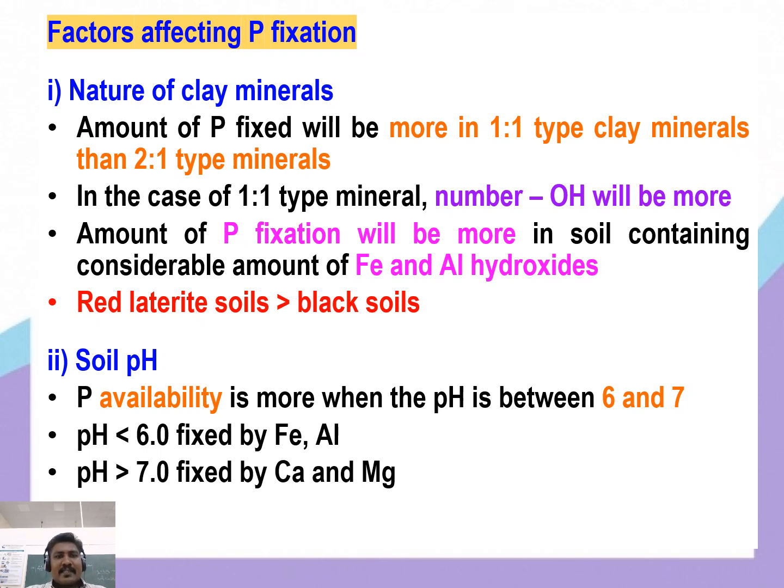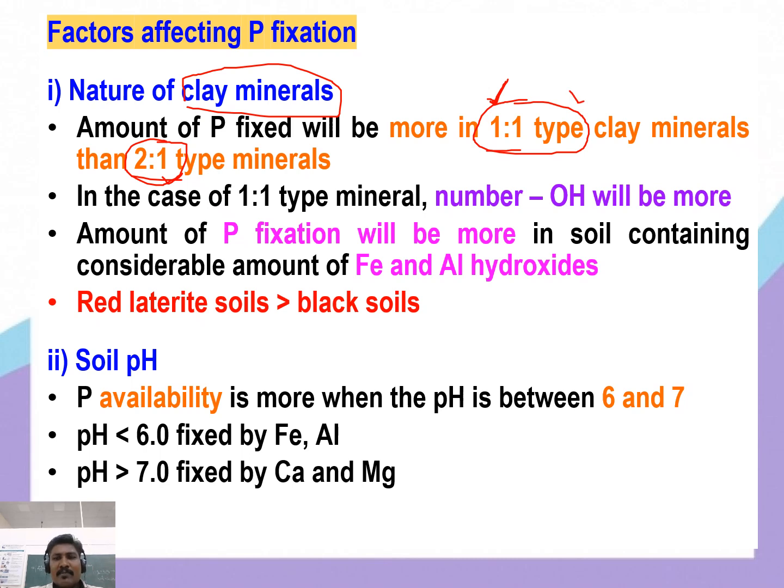Let us see the factors affecting phosphorus fixation. The first one is the nature of clay mineral. There are different types of clay mineral, like 1:1 type or 2:1 type. The 1:1 minerals are mainly kaolinite and halloysite, and 2:1 is montmorillonite. Here, expanding and non-expanding types of clay minerals are there. But phosphorus fixation happens highly in 1:1 type minerals rather than 2:1 type minerals.